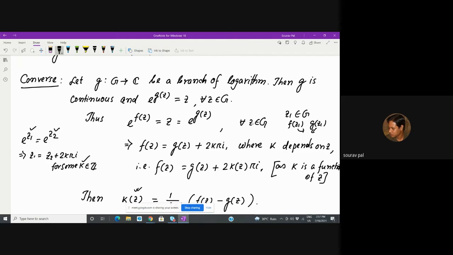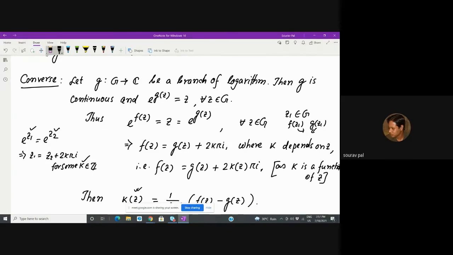But here, this z varies over all the domain. So for each point z, you have a k. Do you get my point? For each point z, you have a k. Is it clear or is it not? Please ask me if you have any other question.